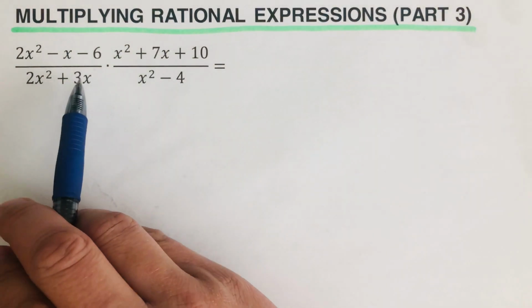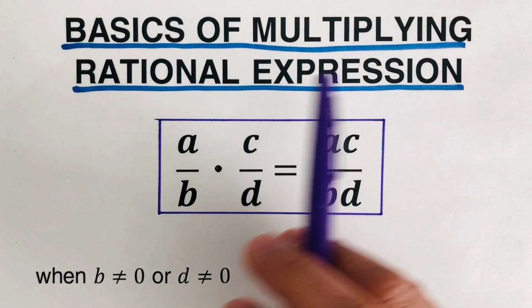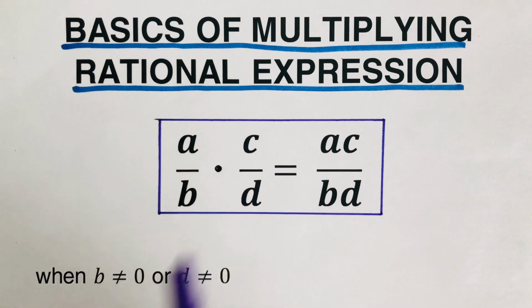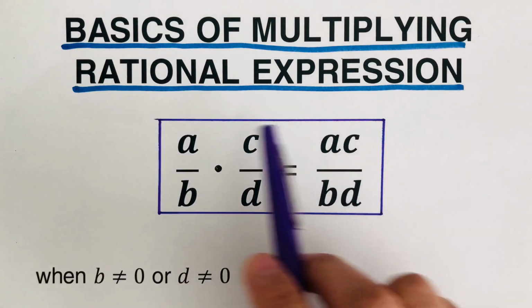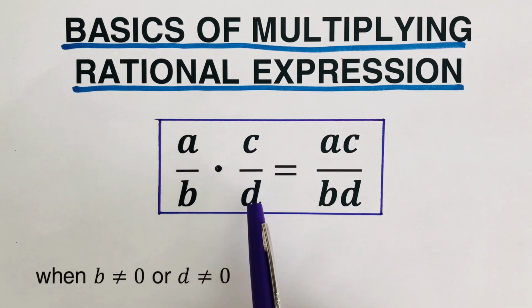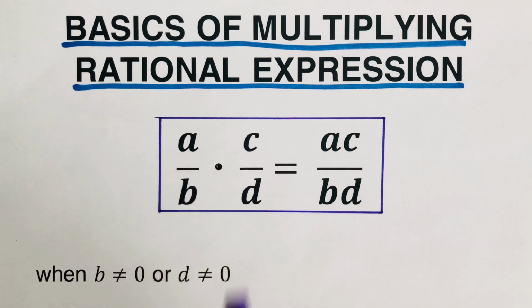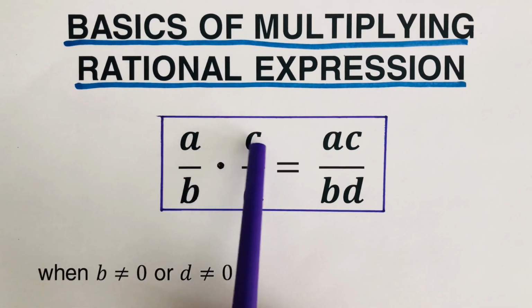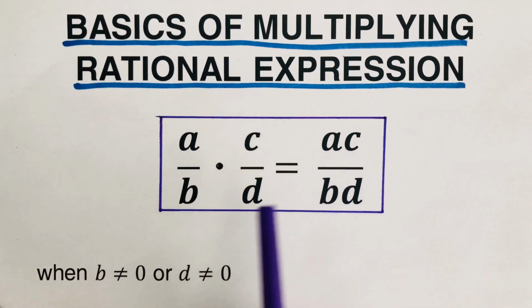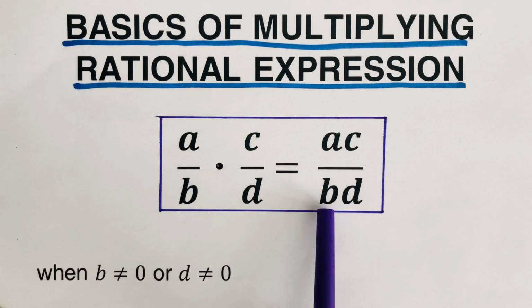Before we jump into this first example right here, let's have a review on the basics of multiplying rational expressions. We remember that in multiplying rational expressions, or pretty much multiplying fractions, we are supposed to multiply them across. Let's take this general formula right here. If we have A over B times C over D, in order to multiply these two rational expressions or these two fractions, we multiply them across. So A times C, that's how we got A times C right here. And we multiply at the same time the two denominators, B times D, and that's how we got BD.